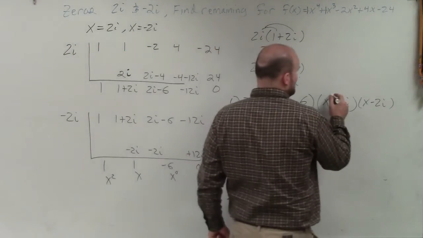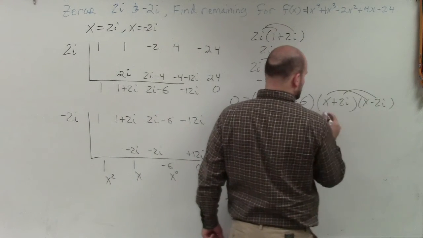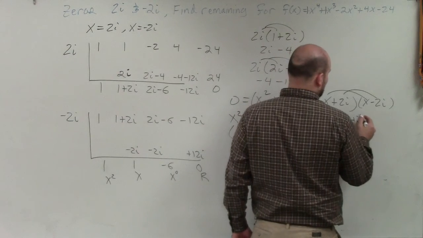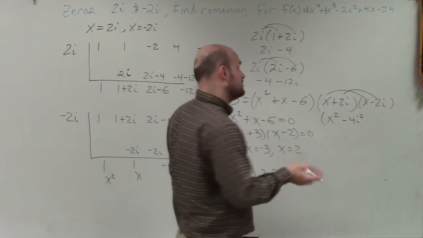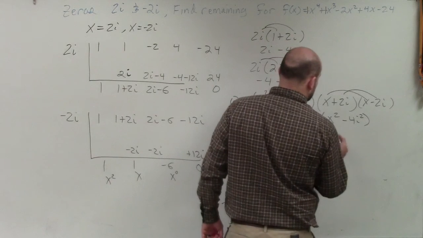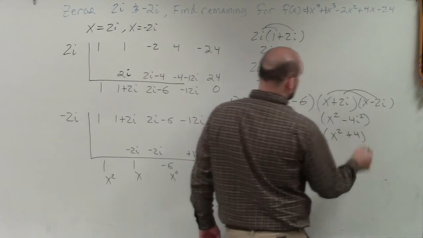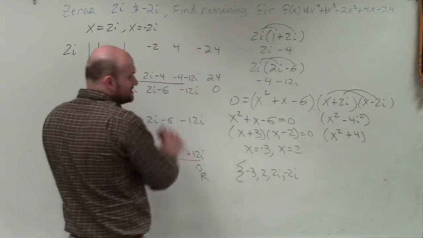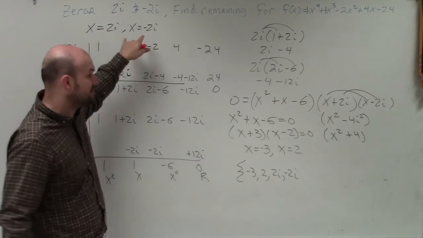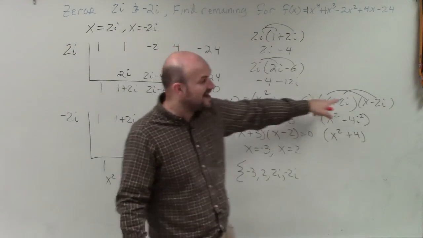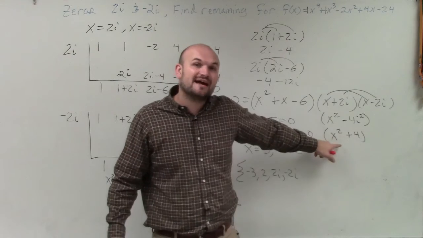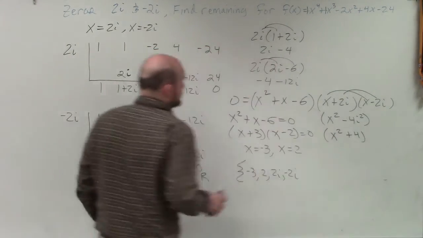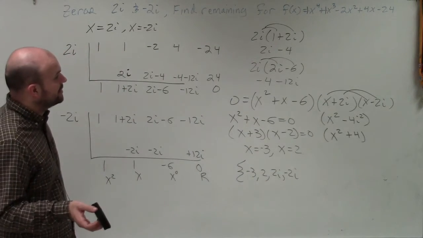If I multiply these out, since they are a difference of two squares, I end up with x squared minus 4i squared. Remember, i squared is negative 1, and negative 1 times negative 4 is a positive 4. So another factor in this polynomial is x squared plus 4. Rather than using synthetic division, I can take my two complex zeros, write them as factors and multiply them, and get a factor without any imaginary coefficients.